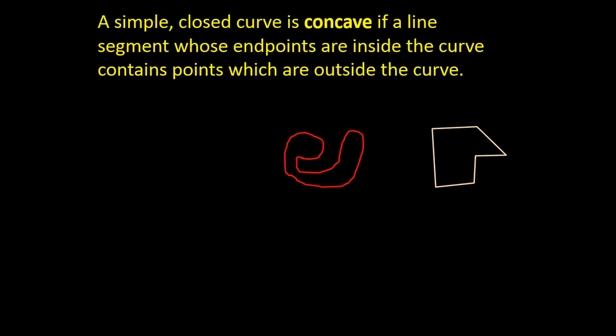A simple closed curve, like these two, is called concave if a line segment whose endpoints are inside the curve contains points which are outside the curve. In other words, if we can draw a line segment on this figure that has endpoints inside this closed curve, and any part of that line segment is outside of the closed curve, then we have a concave polygon. This one's also concave. See how we can draw a line segment that has endpoints in the curve, but it also has points outside of the curve.